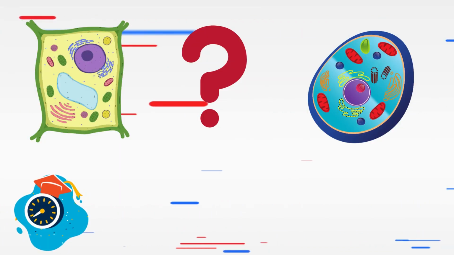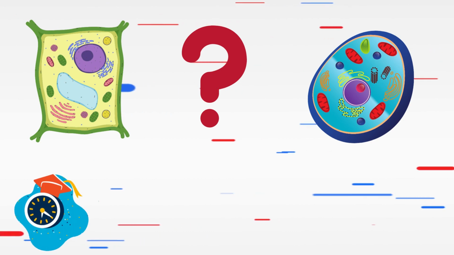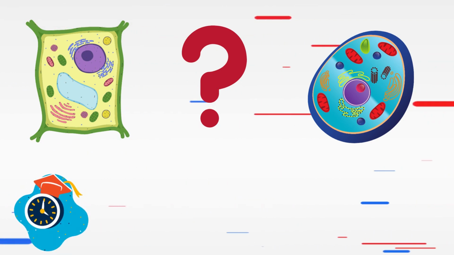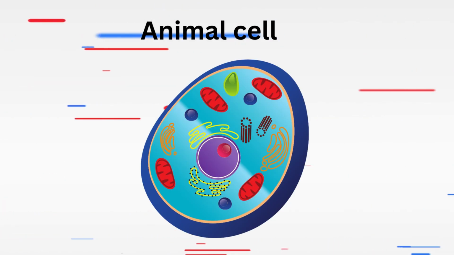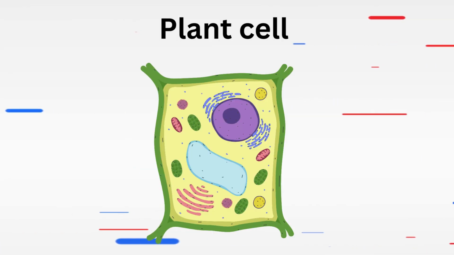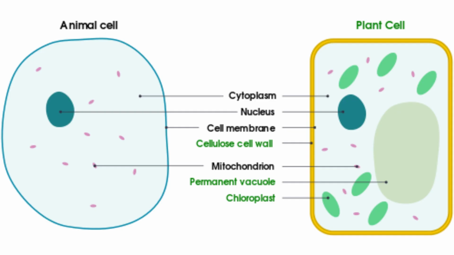Dear students, can you point out which cell belongs to a plant and which one belongs to an animal? Well, this is the animal cell and this one is the plant cell. Let's differentiate them. Plant cells and animal cells both have cell membrane. They both contain cytoplasm and nucleus. A plant cell has one large vacuole and an animal cell has many small vacuoles. Plant cells also contain cell wall and chloroplast.